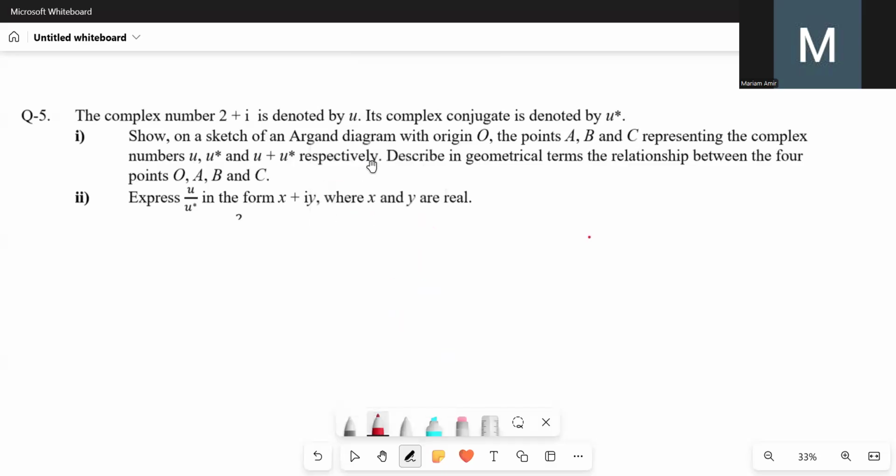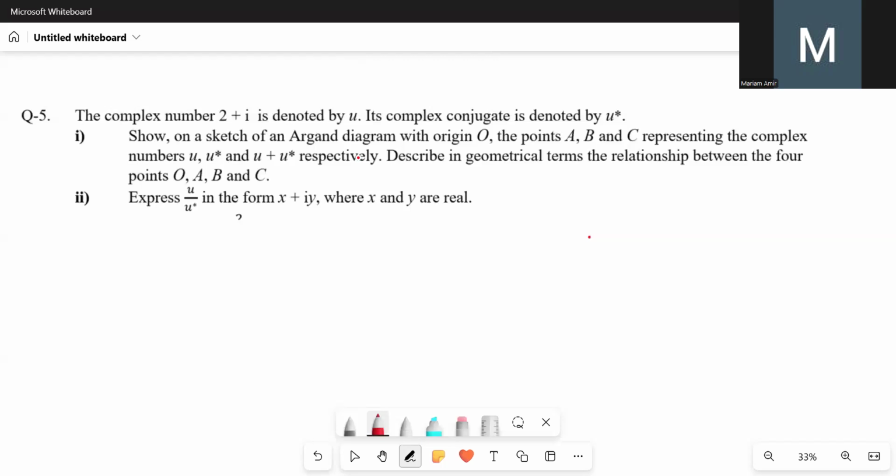The fifth question says that the complex number 2 plus iota is denoted by u. The complex number u conjugate is denoted by u star. Show on a sketch of Argand diagrams with origin O the points A, B, C representing the complex number u, u conjugate, and u plus u conjugate respectively. Describe in geometrical terms the relationship between the 4 points O, A, B, C.